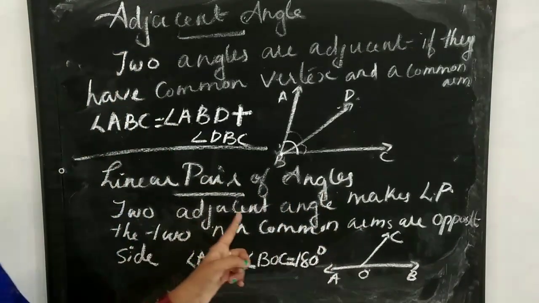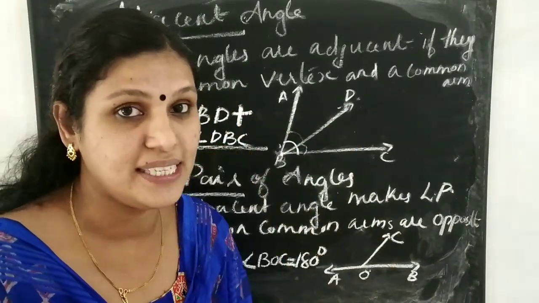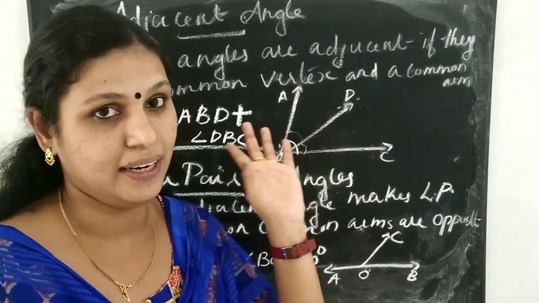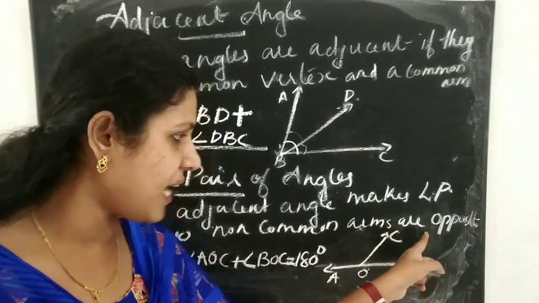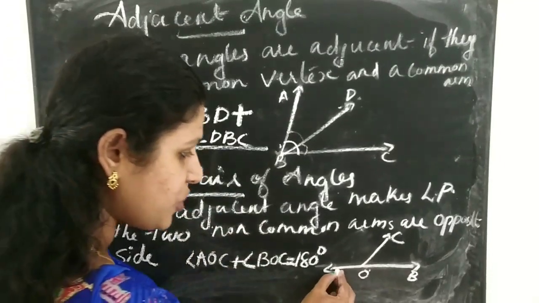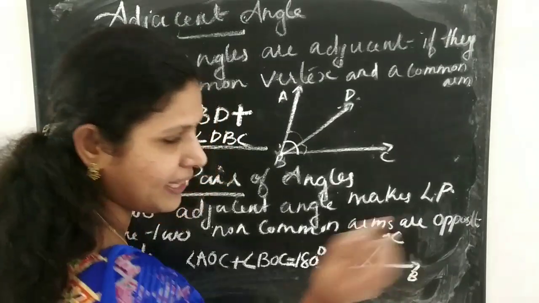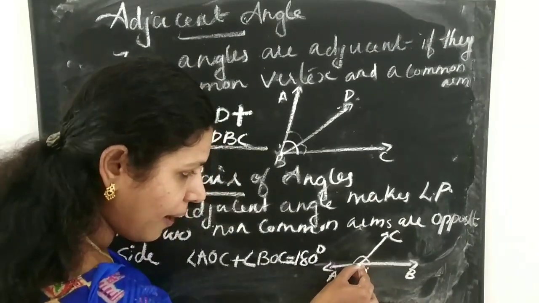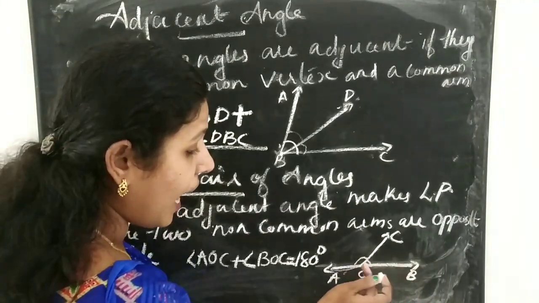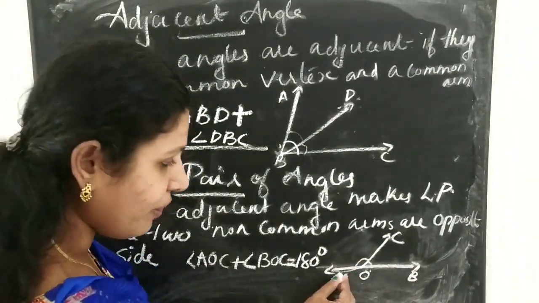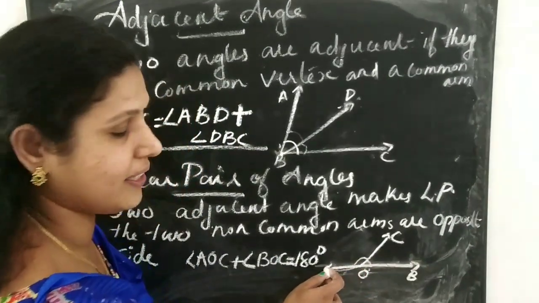Now, linear pair of angles. Two adjacent angles make a linear pair, but the condition is that the two non-common arms are on opposite sides. Here the non-common arms OA and OB are exactly opposite, so we get a straight line.